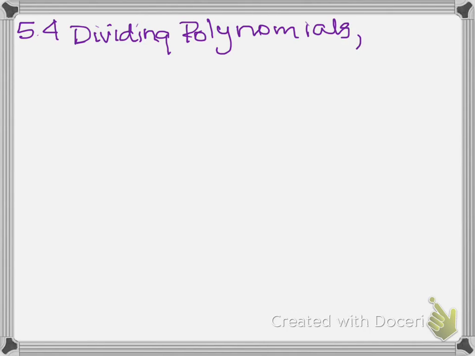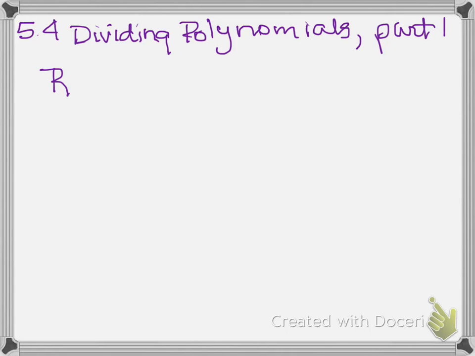Okay, today we're going to look at section 5.4. It's going to be on dividing polynomials. I think by the time we get to the end of section 5.4 and you've practiced it, you're going to be a little happier. This makes what we've been doing longhand and with factoring much easier, and it simplifies things. At least I think it does.